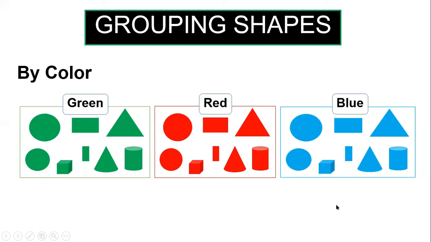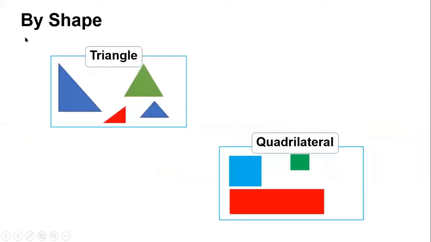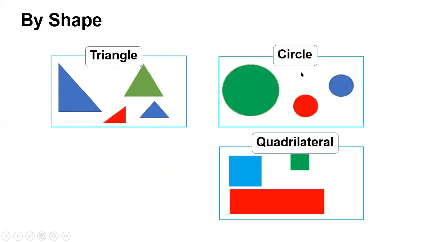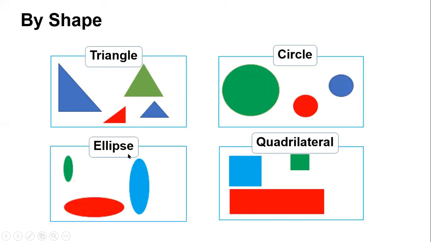All right. We can also group these shapes by shape. What do we mean here? We can bring triangles together. It doesn't matter if they are in different colors, so long as it is one shape. So like triangles together, quadrilaterals together, then circles together, and ellipses together. So here we say that we have grouped them according to shapes.